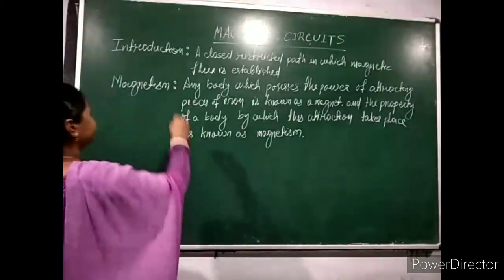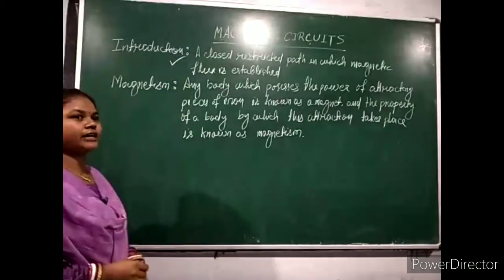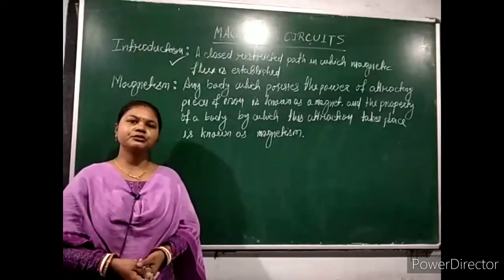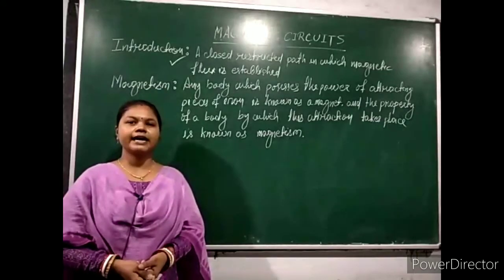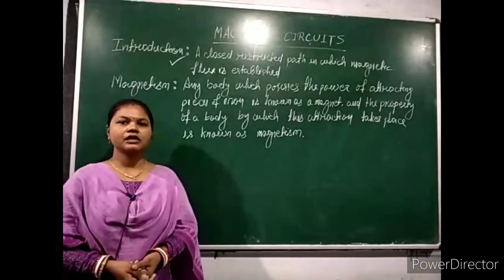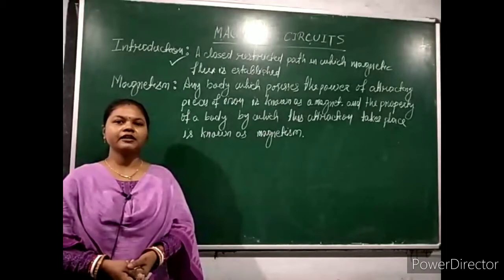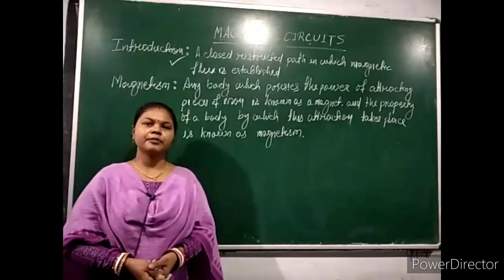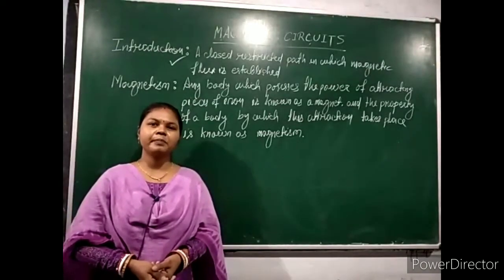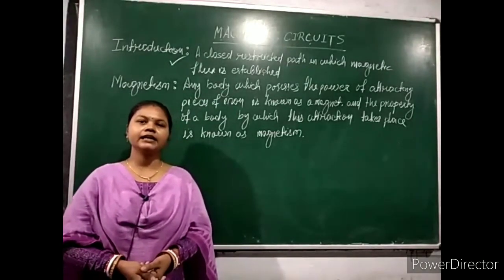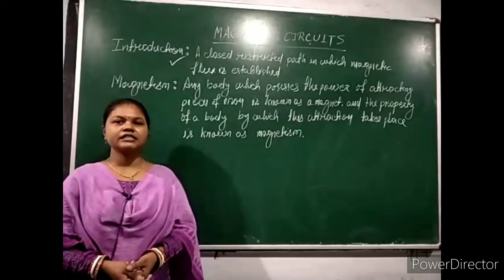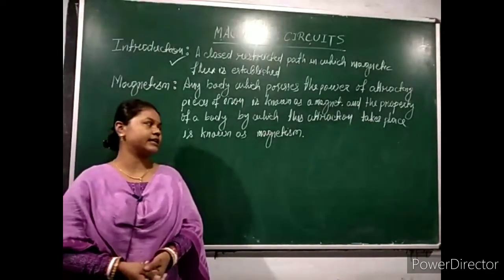Magnetic circuit is a closed path where magnetic flux is established due to the external force called magnetomotive force. What is the property of the closed path where flux is to be established? The property of the magnetic path is high permeability and low reluctance. This permeability and reluctance part we will discuss later.